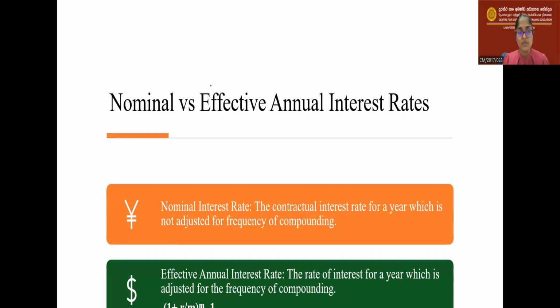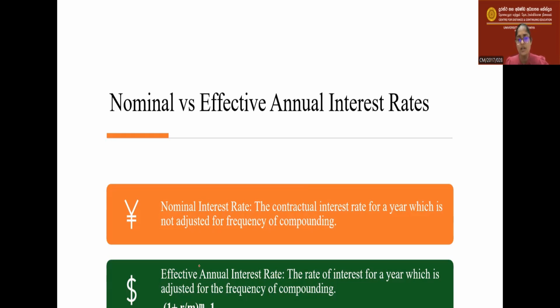Okay. So you can see in nominal, from the name itself, nominally expressed, right? That means the contractual interest rate for a year which is not adjusted for the frequency of compounding, right? In the nominal interest rate, the meaning is actually the contractual interest rate, the interest rate which is in your contract, right? Contractual interest rate in the sense means, whether it's a bank loan, likewise, the stipulated interest rate for a year, which is not adjusted for the frequency of compounding, right? Contractual interest rate, right?